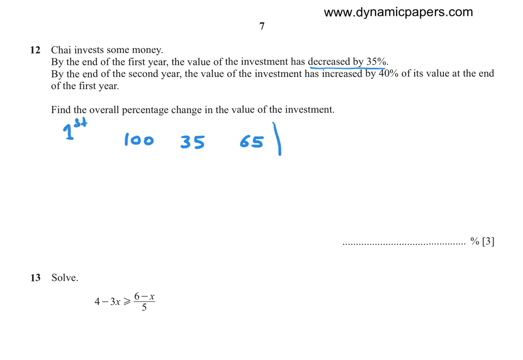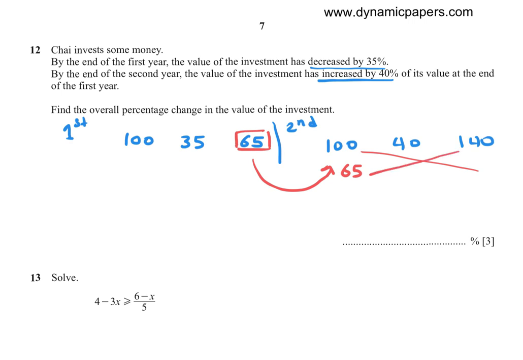Now for the second year, increased by 40%, so this means it was 100, increased by 40, so now 140. But now after the end of the first year, we have 65, so put 65 at the beginning of the second year and cross multiply to find the value at the end of the second year. 65 times 140 divided by 100, you get 91. So now we start with 100 and we end with 91.